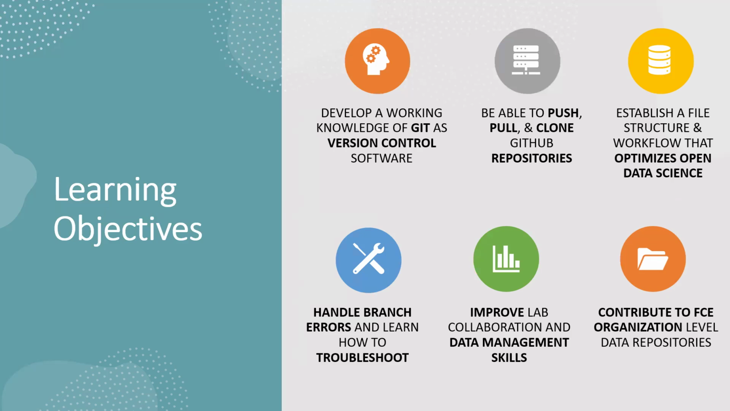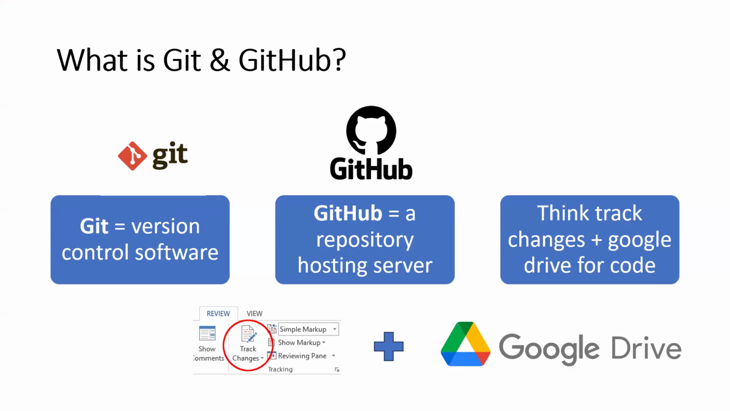We're also going to talk about establishing a file structure that will optimize your workflow and improve how you manage your own data and then how you work as a group. We're going to talk a little bit about handling branch errors and then how to troubleshoot when necessary. And then we're also going to hopefully take away some broader impacts and be able to improve your lab collaboration and data management skills. And then also hopefully have more people that are able to contribute to the FCE's data organization at the institutional level.